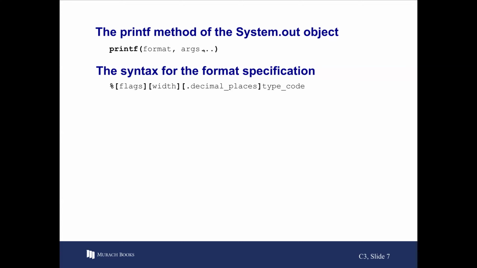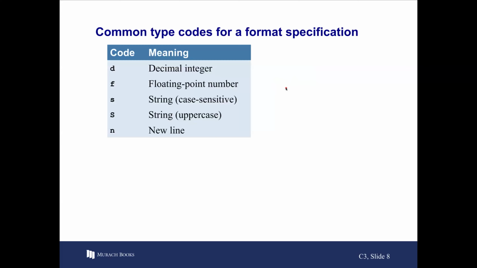So let's see an example. Here's the example of a format specification. Inside the format, you will include format specifications. The format specification always starts with a percent sign. It then includes flags with the decimal points and then the type of data that you're expecting. This describes the type of data.